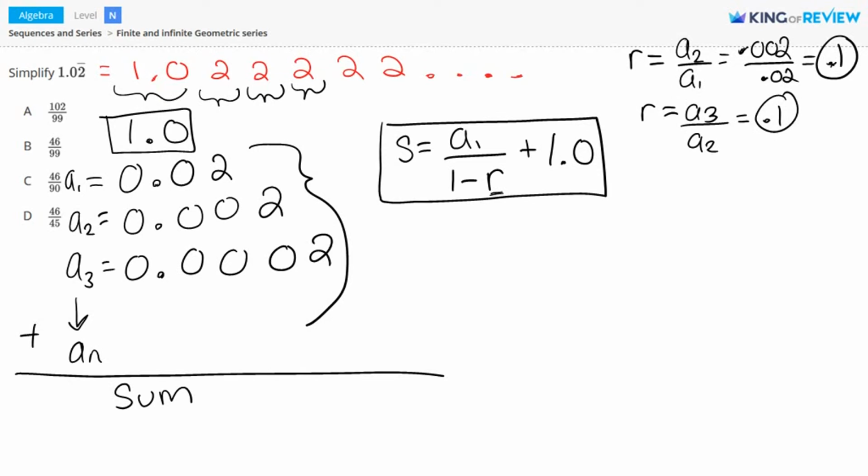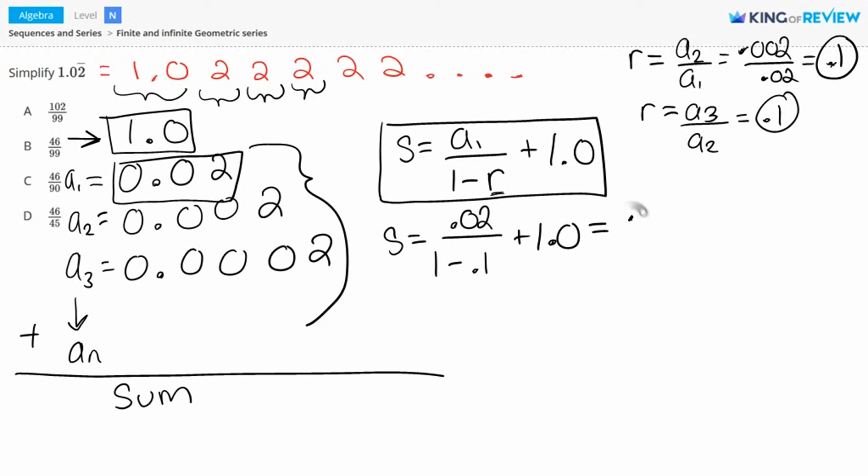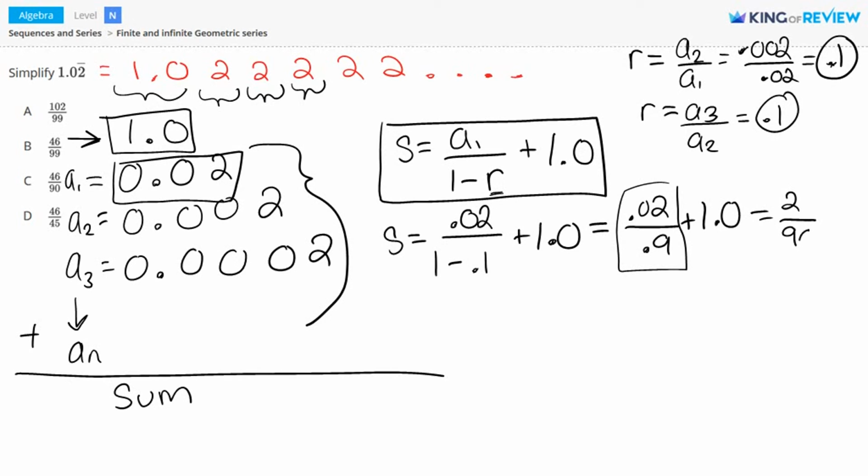So now we're ready to put this information into our equation here. The sum equals A1, which is this first term here, which is 0.02, over 1 minus R, which is 0.1, plus the non-repeating portion of this decimal, plus 1.0. This equals 0.02 over 0.9 plus 1.0. Next, I'm going to multiply this fraction portion here by 100 to get rid of the decimals. So I have 2 over 90 plus 1.